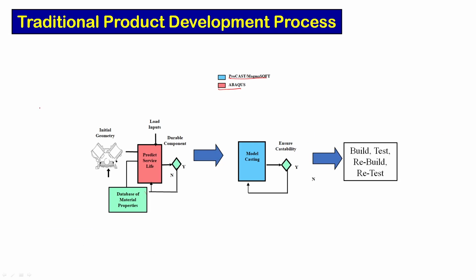In traditional product development, you always take some initial geometry, use a database of materials to measure the properties, and finally we can make the predictive life profile of this casting before making it, and then we do a model casting and check whether it works or not. This requires you to build the casting from the model, test it, and if it does not work, rebuild it and retest it. That is very time consuming.